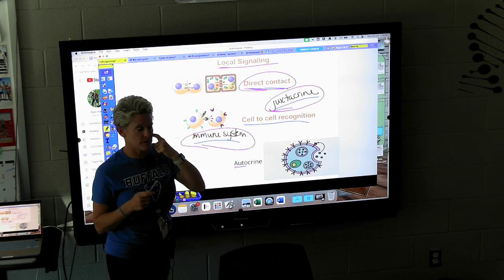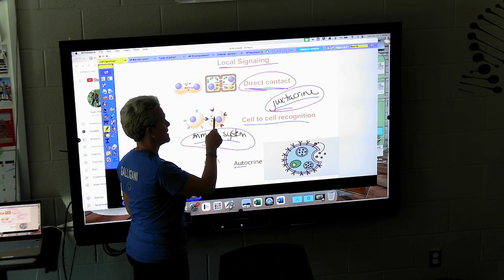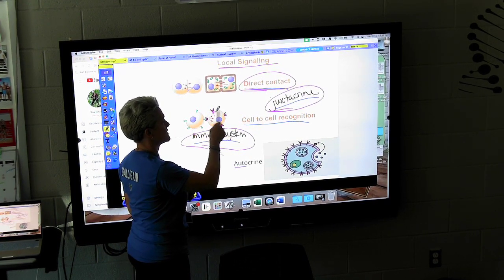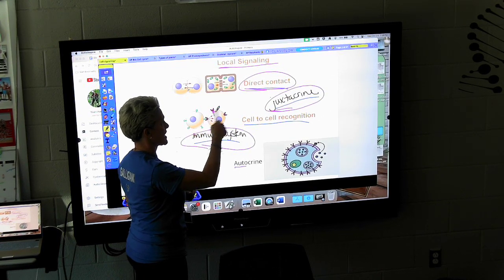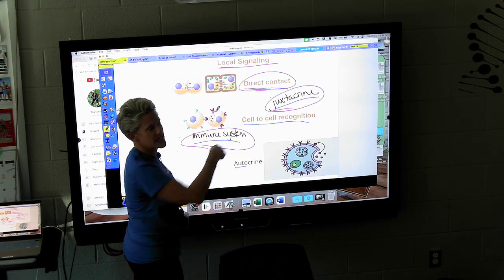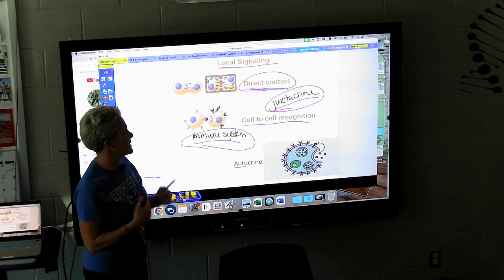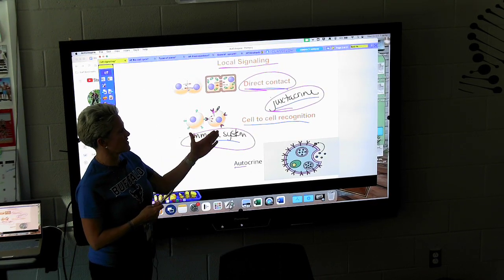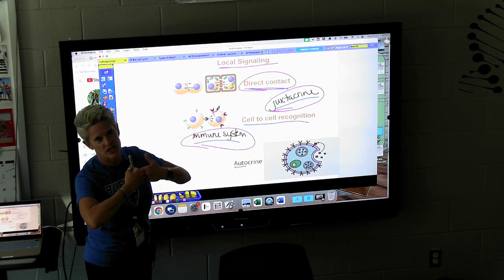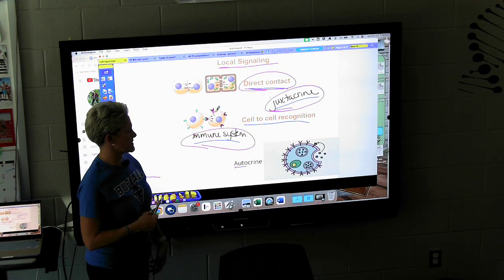All right, so those proteins can be then presented on the surface of a cell so that immune cells can recognize, hey, this is the invader, this is what I need to look for. All right, so that's called cell-to-cell recognition. This is called juxtacrine, right? They're touching, basically, all right, in this case, okay?